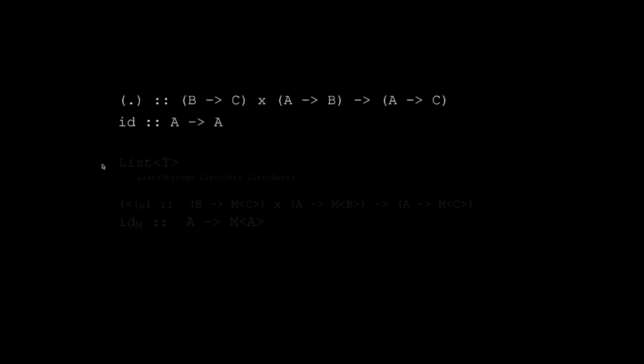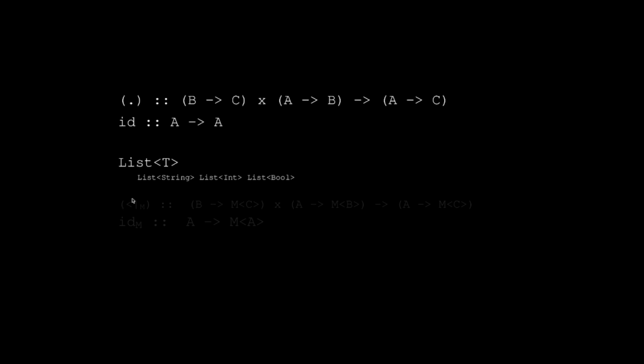If you've programmed in languages such as C#, Java, or TypeScript, you may have encountered the notion of generic classes or parameterized types. For example, the type list can be parameterized with some other type, so that it can construct lists of strings, lists of numbers, lists of booleans, and so forth. And this is how we can arrive at the notion of monads.